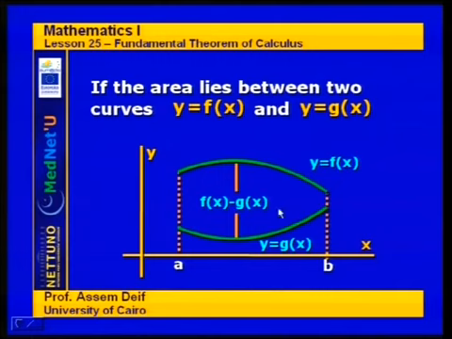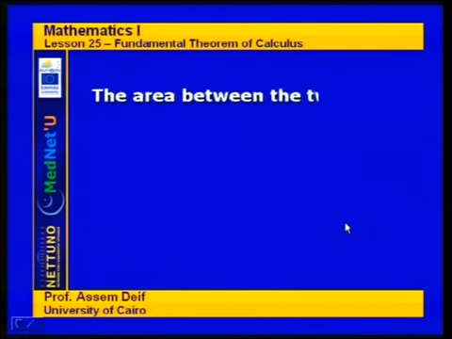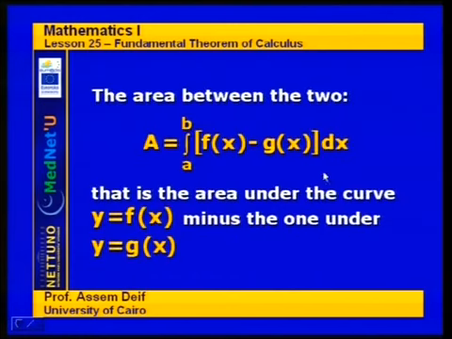Of course, if the area lies between two curves like this, it's easy. Then your area in between is equal to what? The integral of f of x minus g of x. The area below the first one, subtract from it the area below the second one. Here it is. This is the law we're going to follow.